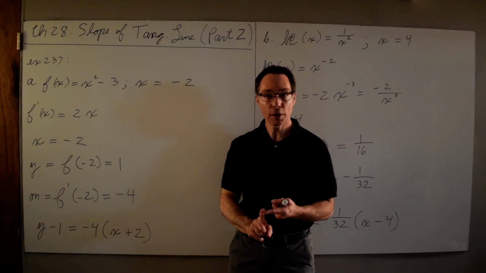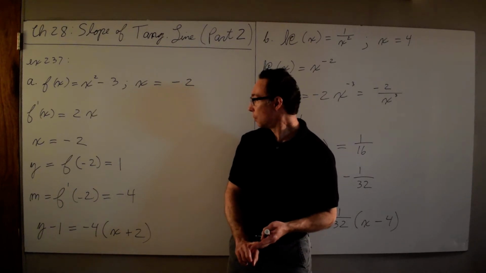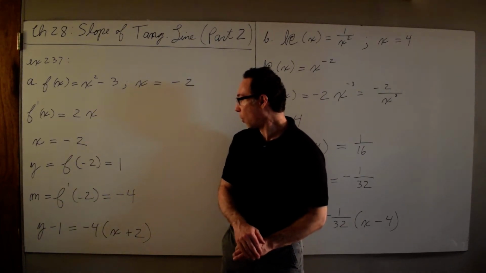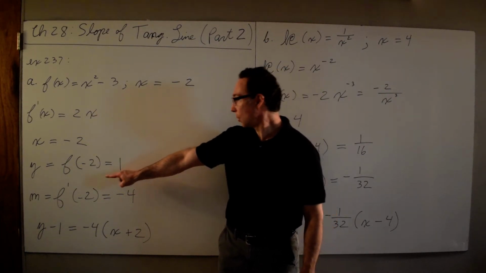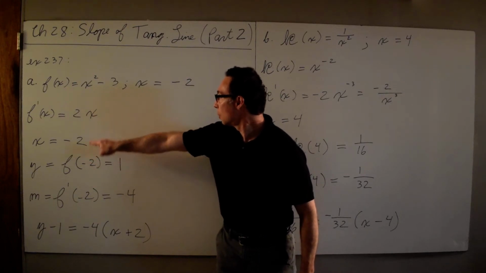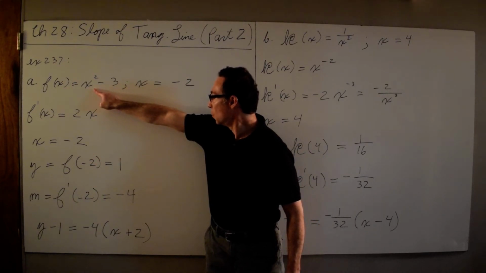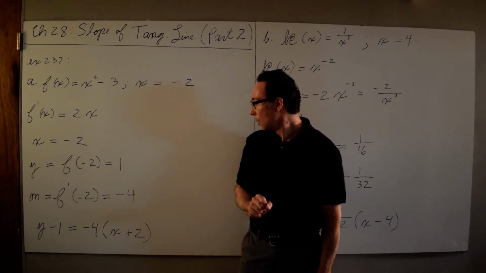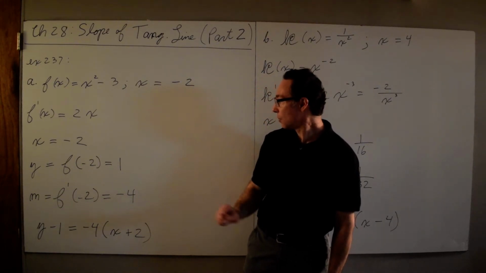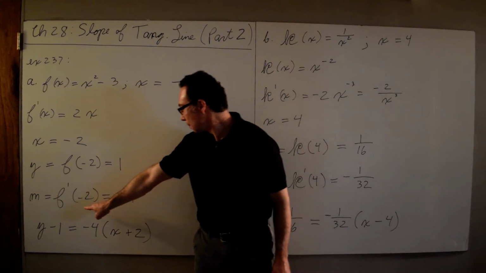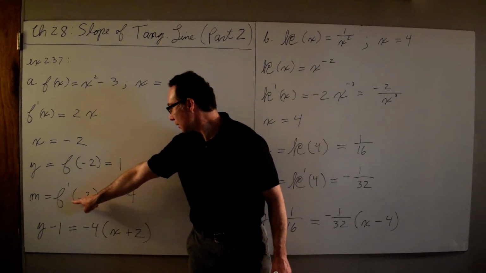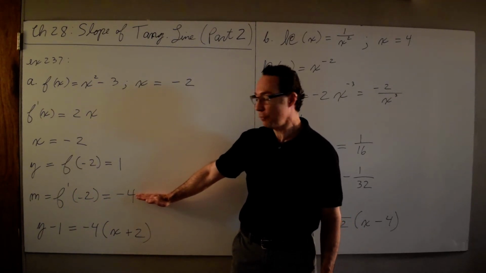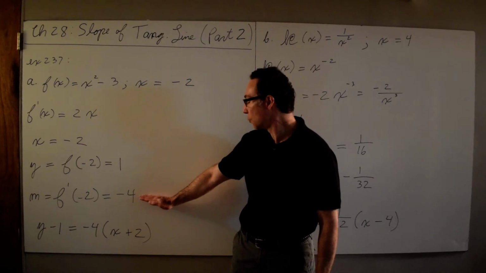Now, how do we find the equation of a line? We need an x-coordinate, a y-coordinate, and a slope. We're given the x-coordinate. How do we find the y-coordinate? We substitute the x-coordinate into the function. So we evaluate the function at negative 2, and we have 1. How do we find the slope? Well, we evaluate the derivative at the x-coordinate. So we substitute negative 2 for x in the derivative. This gives us the slope. So the derivative of f evaluated at negative 2 is negative 4.